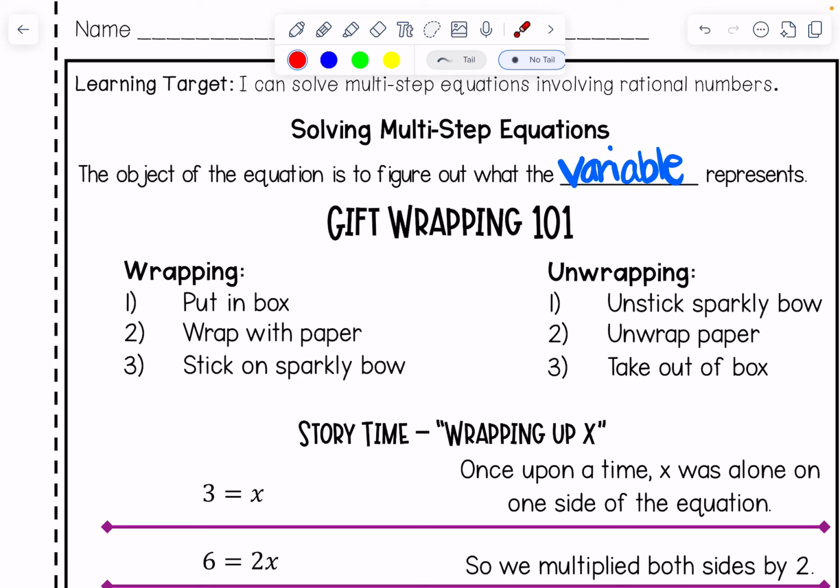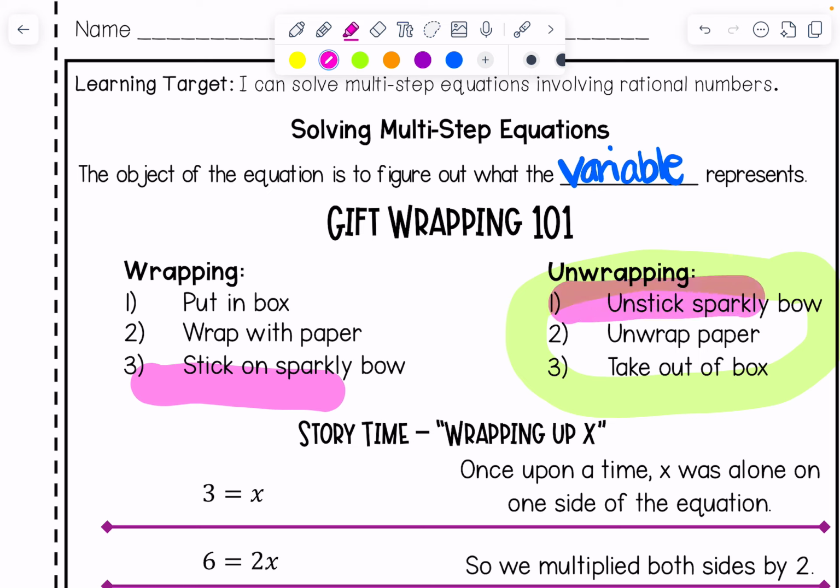So when we think about solving an equation that has more than one step, we are going to focus on this unwrapping. We did all of the same steps, but we undid them in the opposite order. If you look, the last thing I did here was I stuck on the sparkly bow, and the first thing I did was unstick that sparkly bow. My second step had been to wrap with paper. My second step here was to unwrap it. And then my first step was to put it in the box, and my last step here is to take it out of the box. So again, we're undoing those steps in the opposite order.